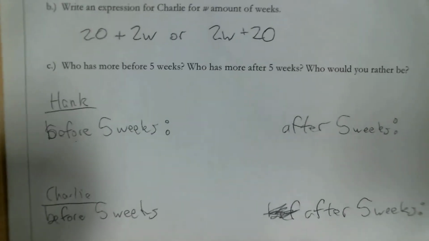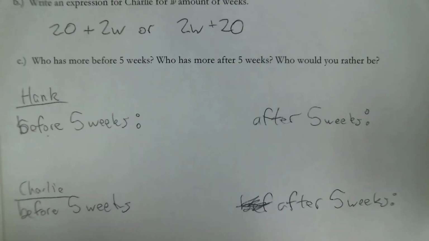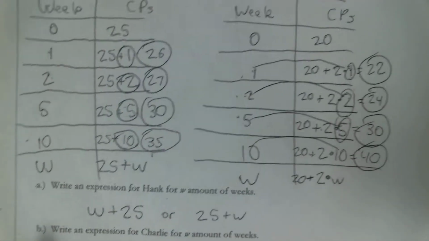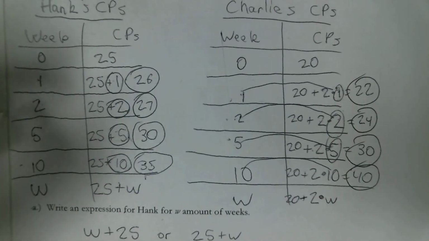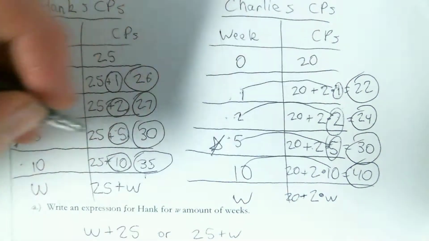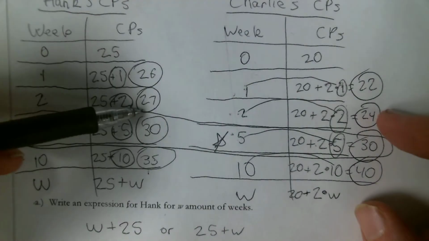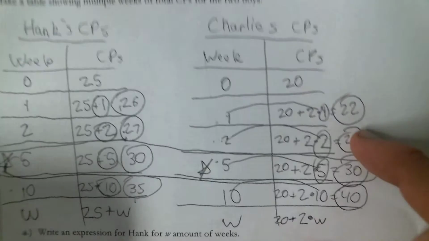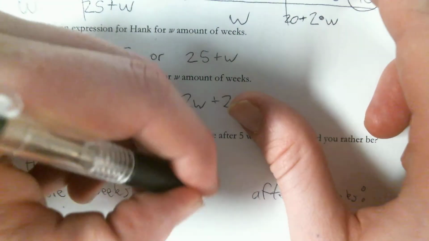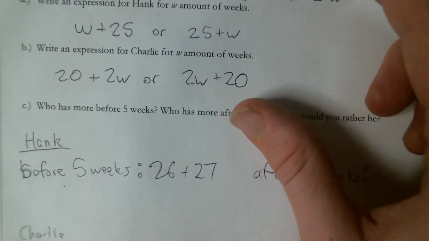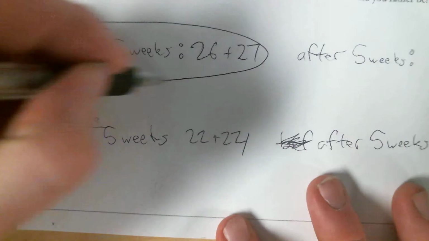So let's think about this. The question says, who has more before 5 weeks? So let's look at what Hank has. Before 5 weeks, right? So we can put a star. We want to pay attention to 5 because that's when they are the same. Before 5 weeks, who would you rather be? The person with 26 and 27, right? So would you rather be Hank with 26 and 27 in week 1 and 2? Or would you rather be Charlie with 22 and 24? So you can clearly see who has more before 5 weeks. Hank has more before 5 weeks.